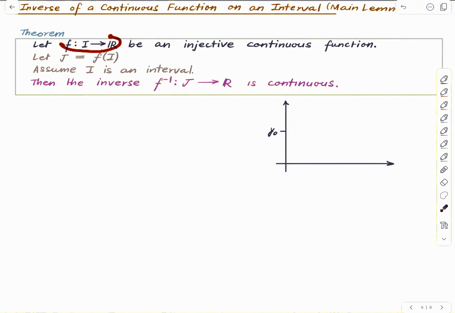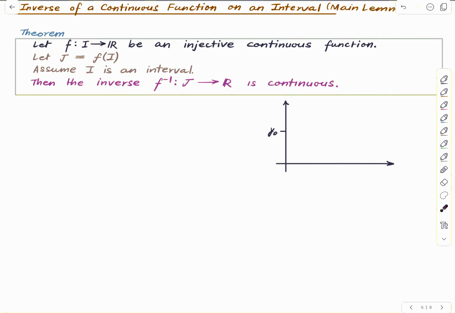So we have some continuous injective function defined on an interval I. Let J be the image of I, and note that J is also an interval. We proved it in the lecture on the intermediate value property. Continuous image of any interval is again an interval, maybe of a different nature. An open interval may not map to an open interval under an arbitrary continuous function, but it will be an interval nevertheless. So J is an interval, assuming I is an interval, of course. We are assuming I is an interval.